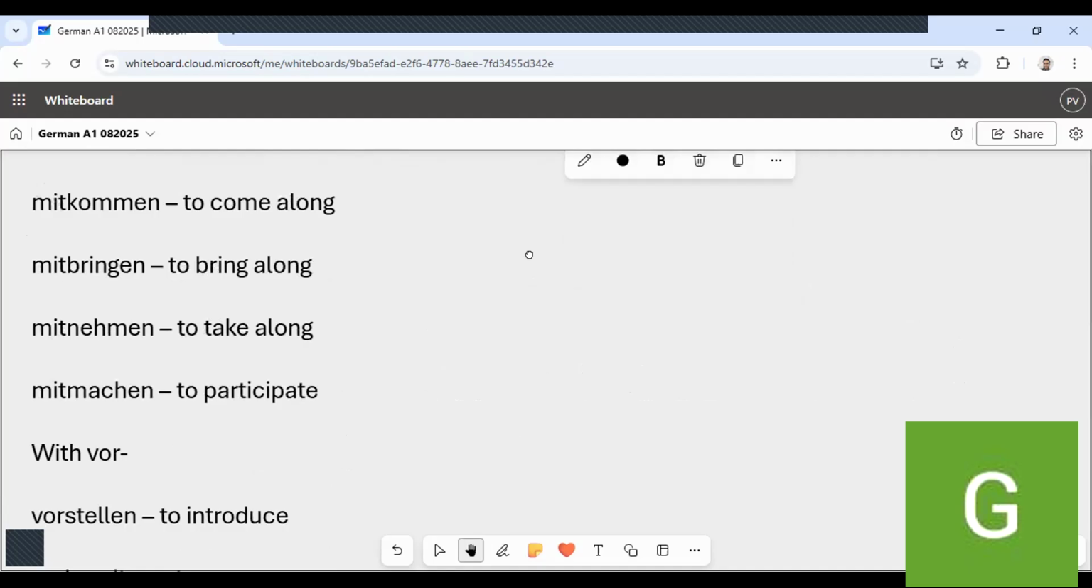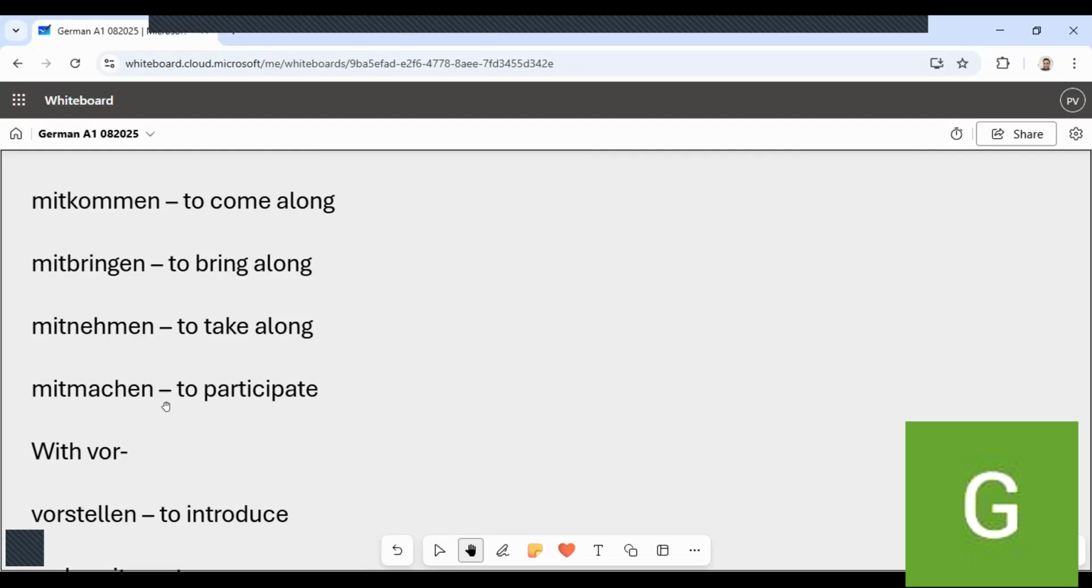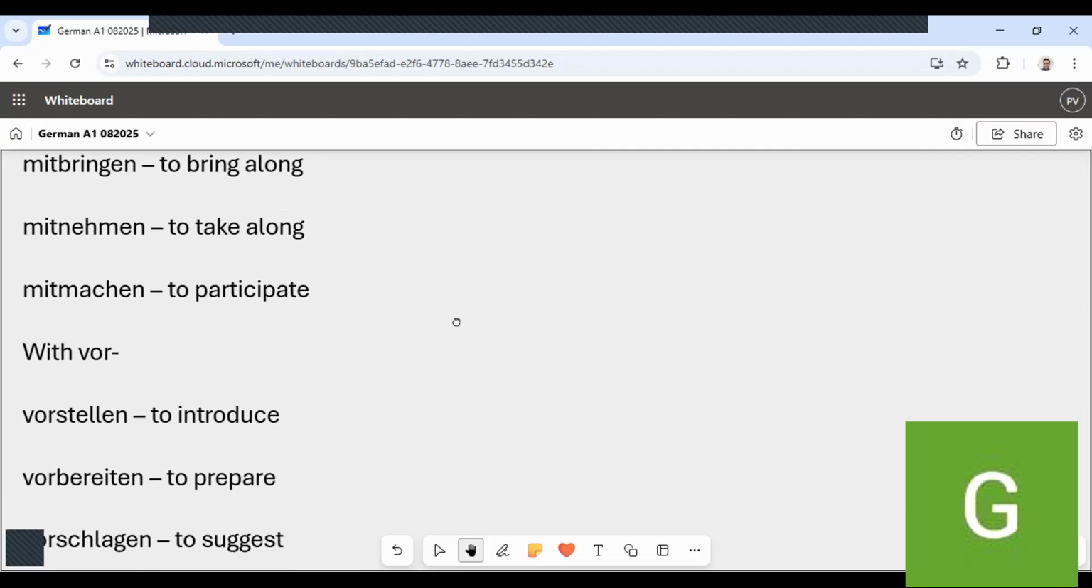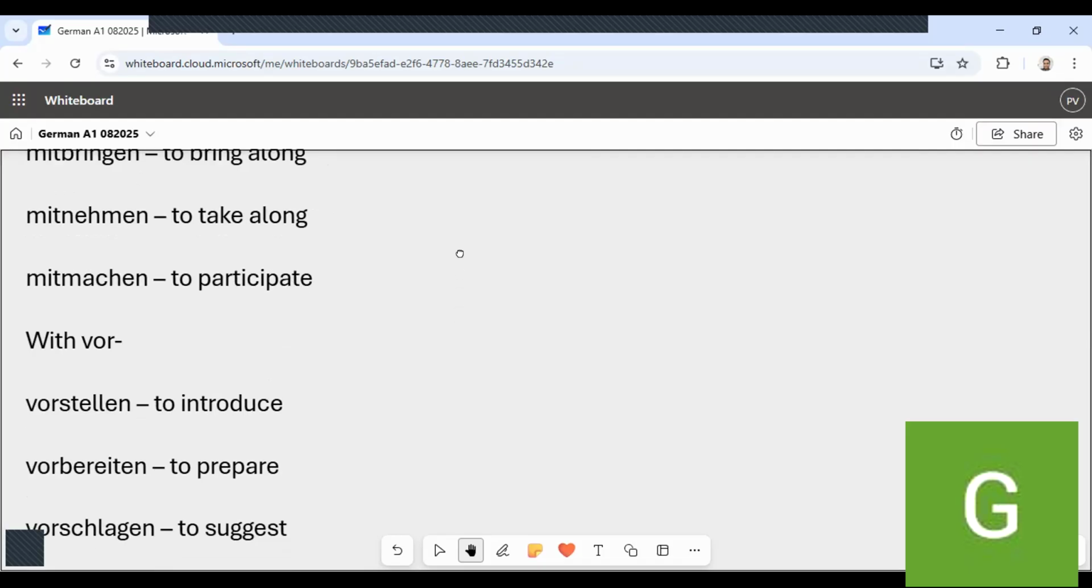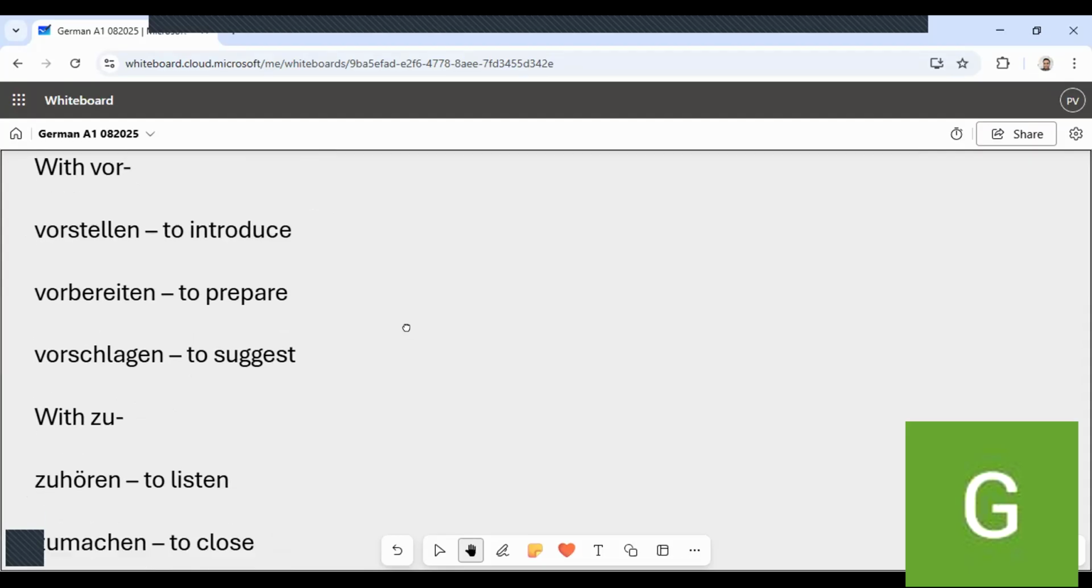So with mit, I have already explained mitkommen, to come along. Mitbringen is to bring along. Mitnehmen means to take along. Mitmachen, to participate. Suppose if you are participating anywhere in any university or any office space, then you will say mitmachen. Okay. Vorstellen means to introduce.